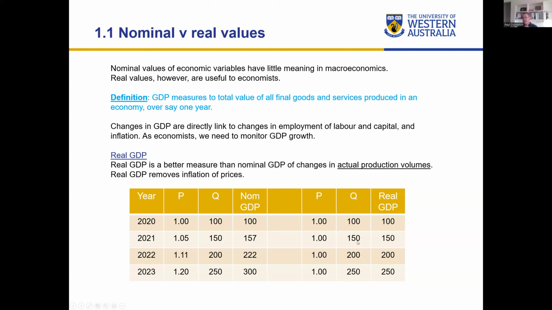Okay, so real GDP takes out the effect of inflation or price level changes over time and gives us a more accurate measure of how the quantity of goods and services produced over time is changing. So hopefully that makes sense to you.